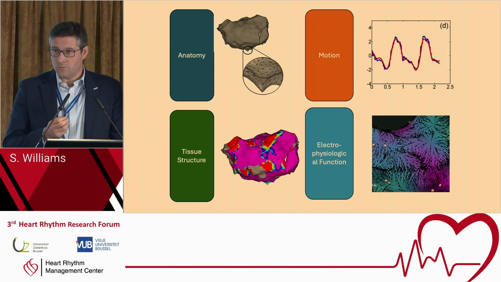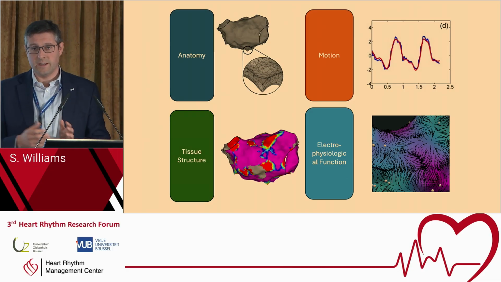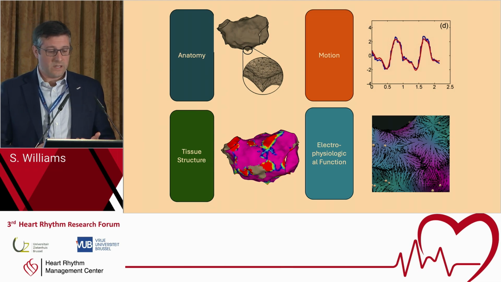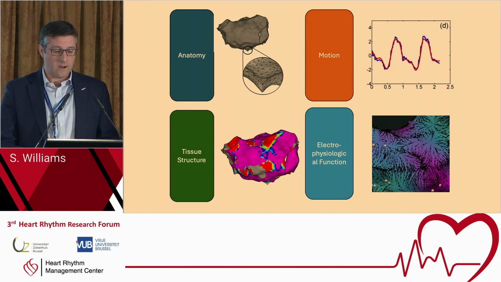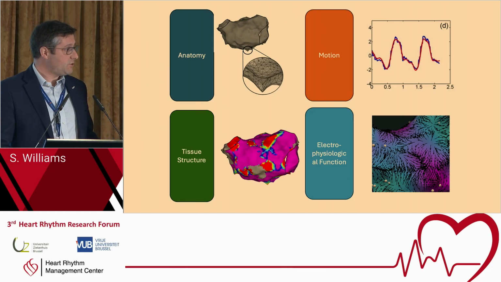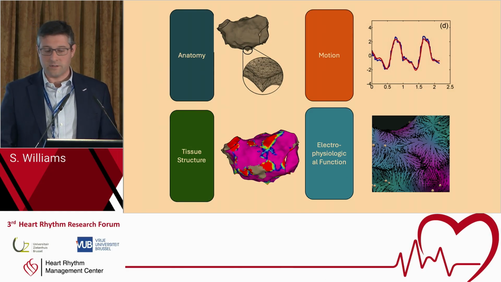Now, this is a composite motion consisting of respiratory motion and cardiac motion, but here we have decomposed this to extract only the cardiac motion, showing how the catheter moves in a particular location. Tissue structure can, of course, be inferred from electroanatomic mapping data.